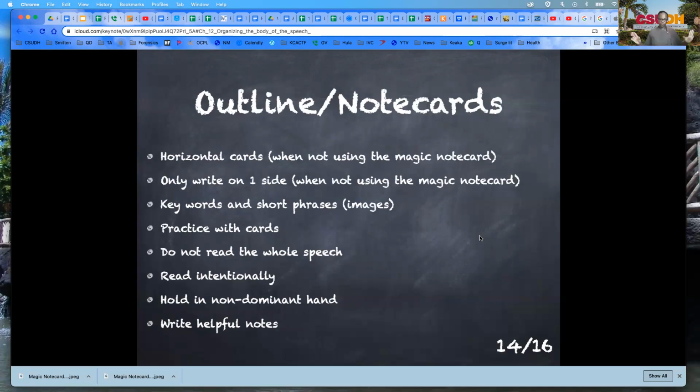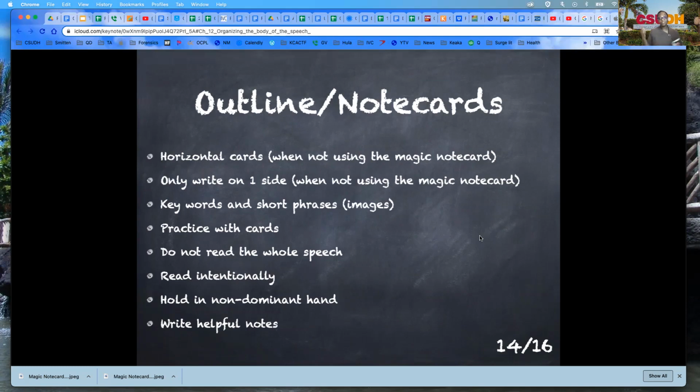In the real world, not for the magic note card, if you are using note cards, they need to go this way. They are always horizontal, never this way. If you're wondering with phones, it's always landscape, not portrait. You're welcome. You should always use one side of your note card, never write on the back if you're not using the magic note card, okay? Always write keywords, short phrases. You can draw pictures if you want, whatever, make it work for you.